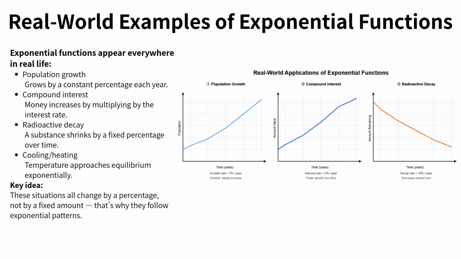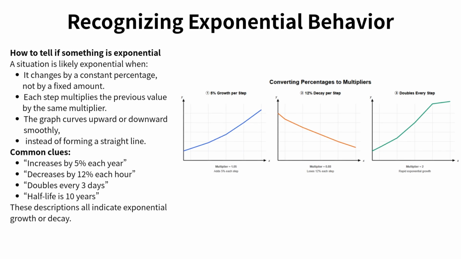Understanding exponential growth and decay helps us interpret a wide range of real-life processes, from biology and physics to finance and everyday phenomena. Here's how you can recognize exponential behavior in real situations. A process is usually exponential when it changes by a constant percentage each time, rather than by adding or subtracting a fixed amount. In exponential patterns, each step multiplies the previous value by the same multiplier, which creates a smooth upward or downward curve instead of a straight line.